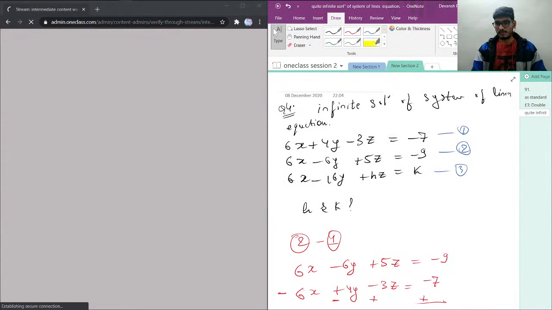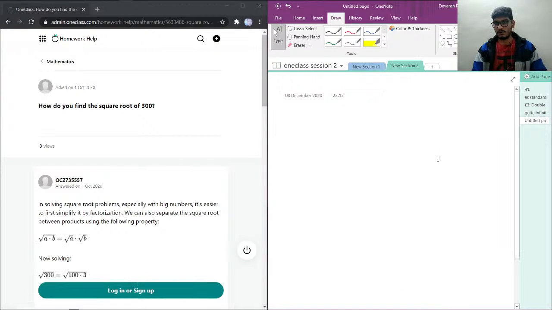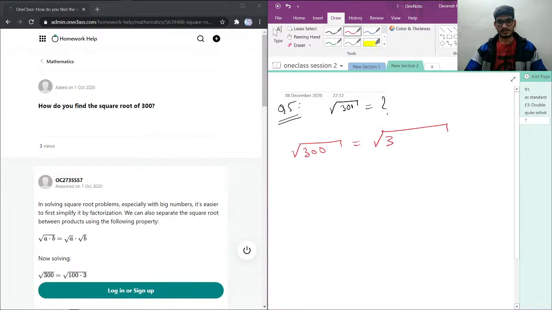So this was question number 4. I will go for question number 5. We need to find the square root of 300. So first I will start with radical form. 300 can be written as 3 into 100, and this can be written as 3 times 10 times 10.